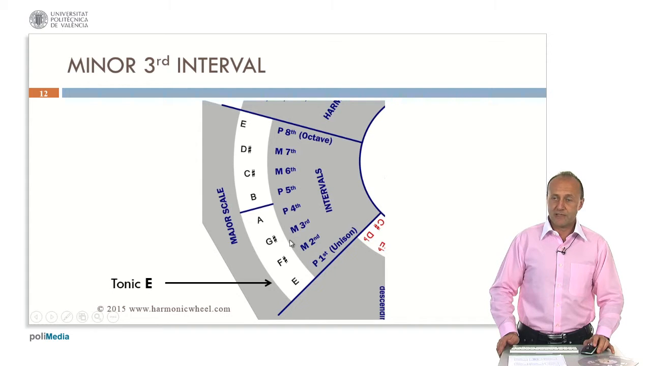We can observe that in any major scale the intervals from the tonic to the fourth, fifth, and eighth are perfect, and the rest of the intervals are major.